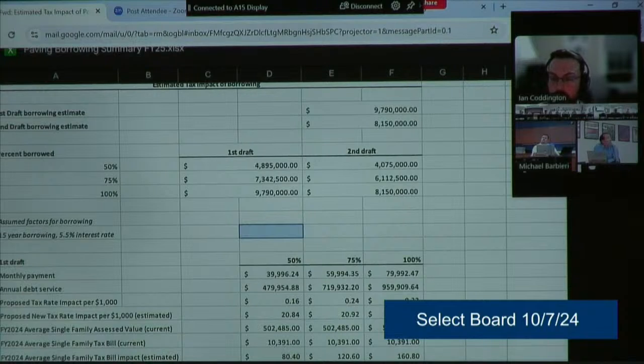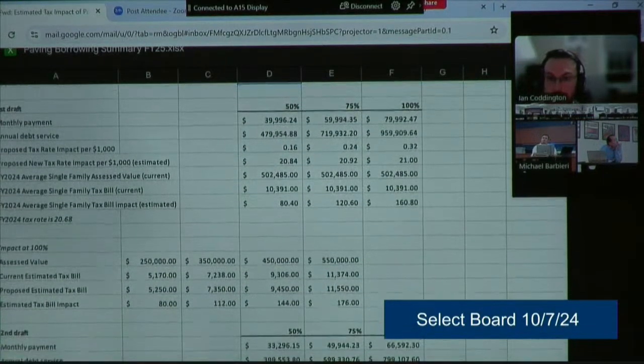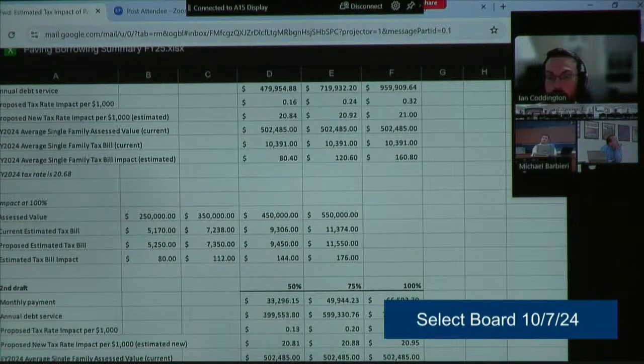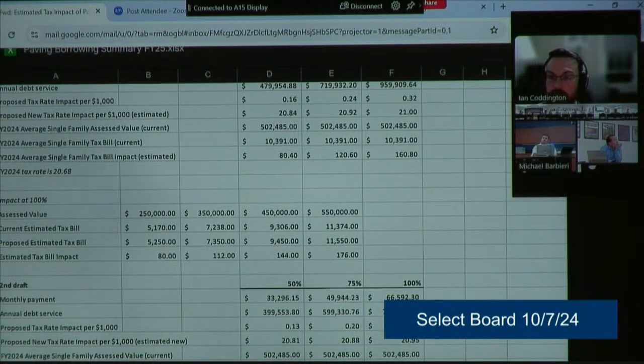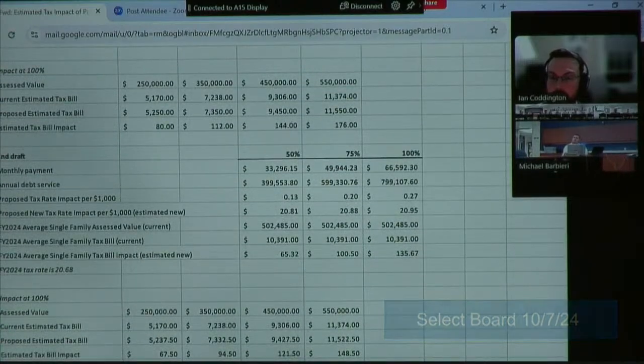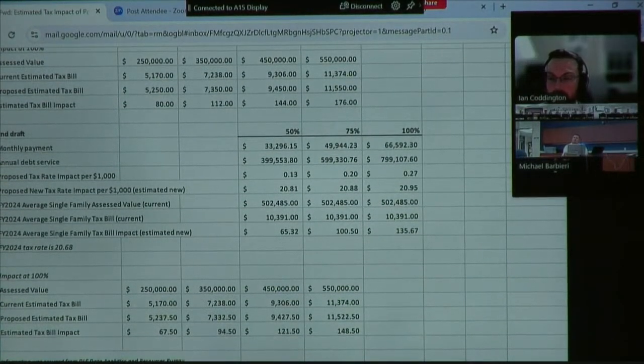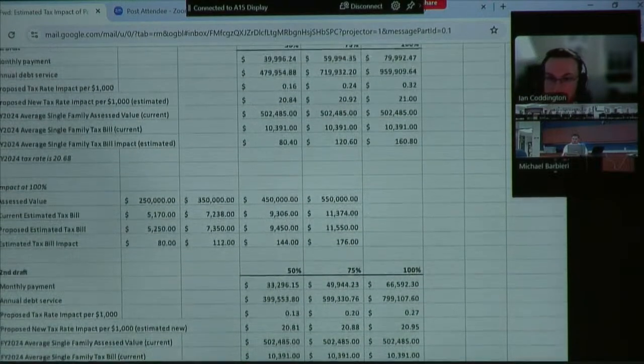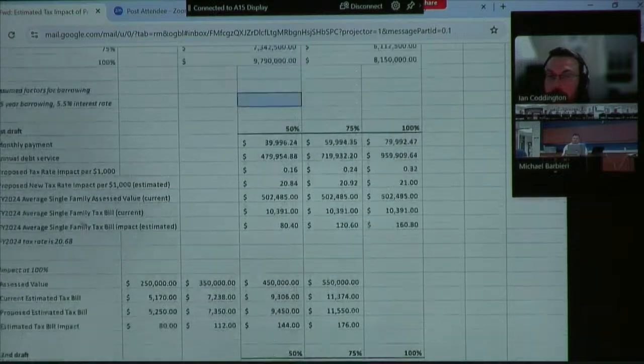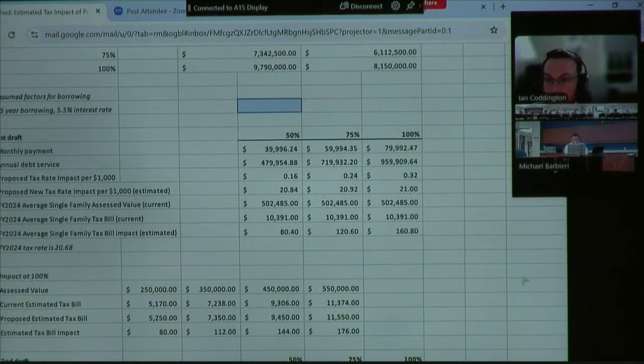So using the 100%, if you scroll down, Mike, I'm not sure if you can see it on your end, but this would be what the assessment is for different residents at different real estate levels. So at 100%, and if you scroll back up, because this is the second draft, just sticking with the first draft for now, we're looking at about $80,000 of debt service on a monthly basis, or about $1 million of annual debt service, and that would increase the tax rate by about 32 cents, which would increase the tax rate to about $21 from the $20.68 it's currently at.